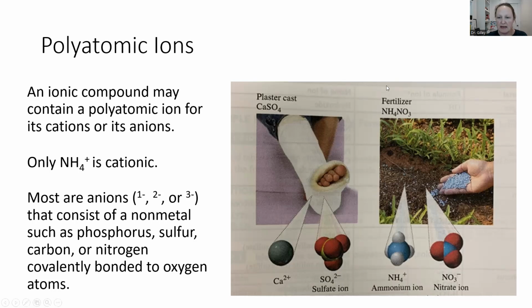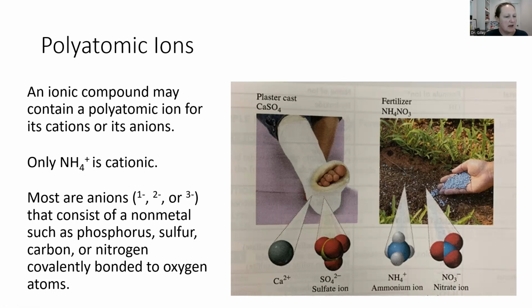And fertilizer, one type of fertilizer is called ammonium nitrate. Ammonium nitrate is actually made up of 2 different polyatomic ions. We have ammonium, which is NH4 plus, and nitrate, which is NO3 minus. And you can see that overall, again, it's more than one atom covalently bonded together, which overall has a charge.